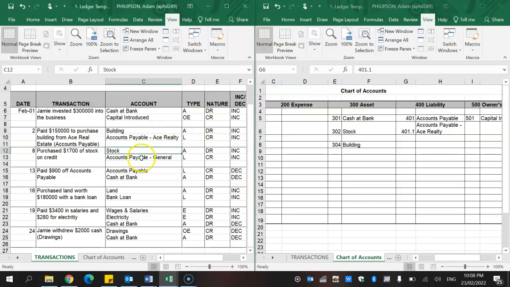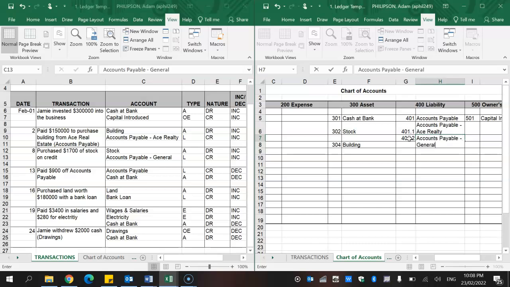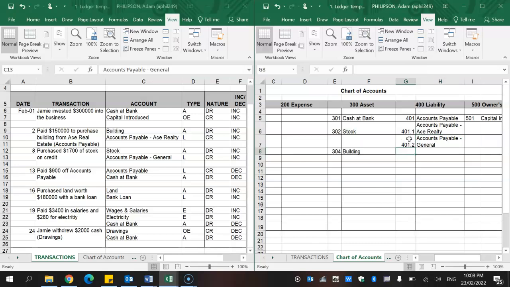So that's that one done. Next one, accounts payable general. So we're going to make that 401.2. Accounts payable general. And hopefully your cell auto adjusts like mine has. Okay, this one here, that's accounts payable general.